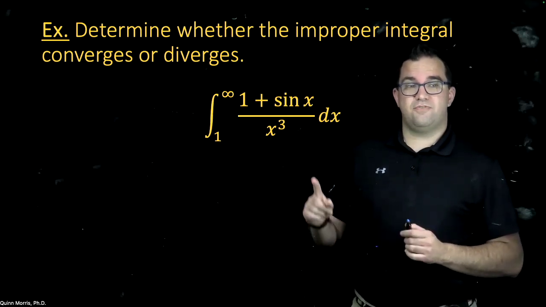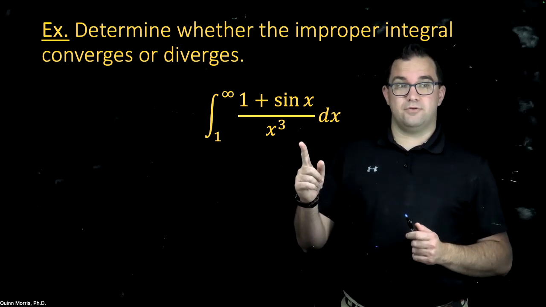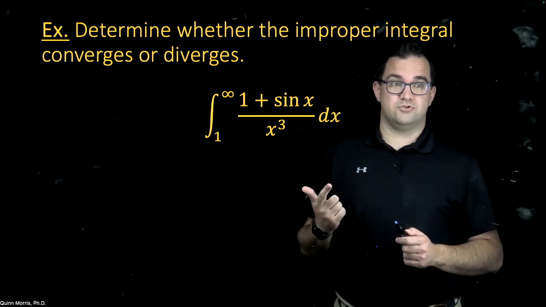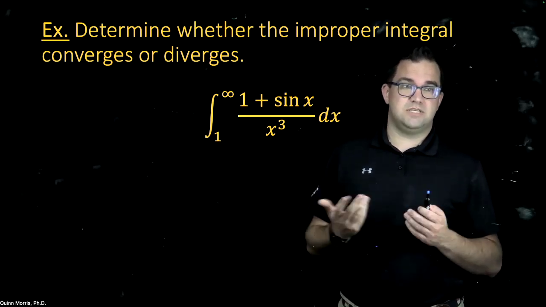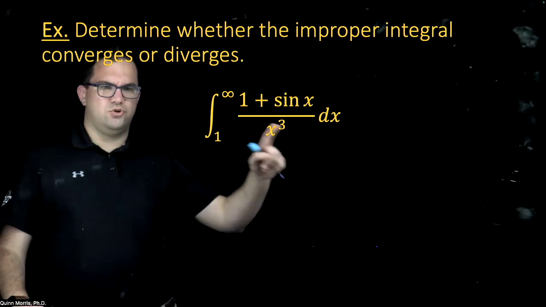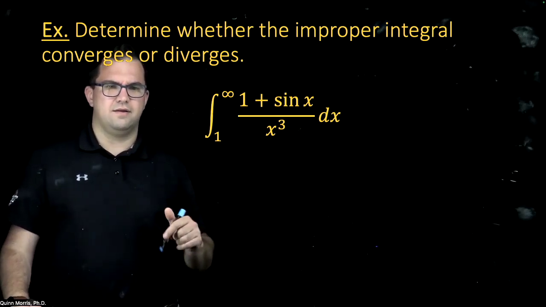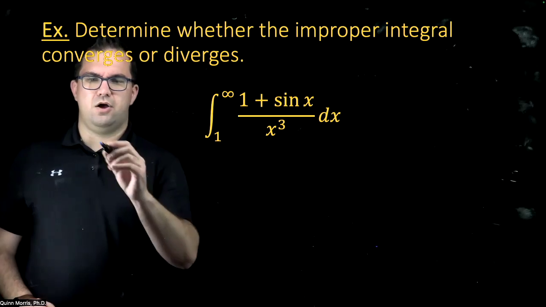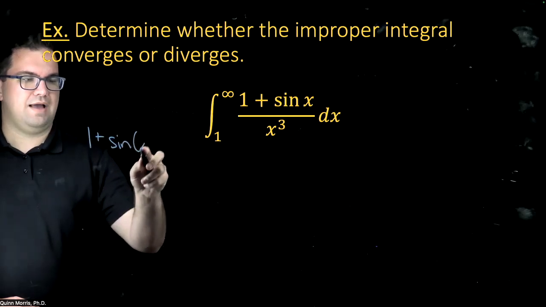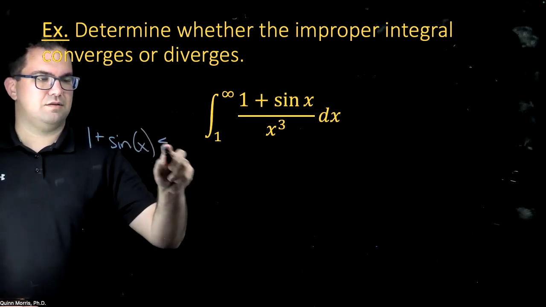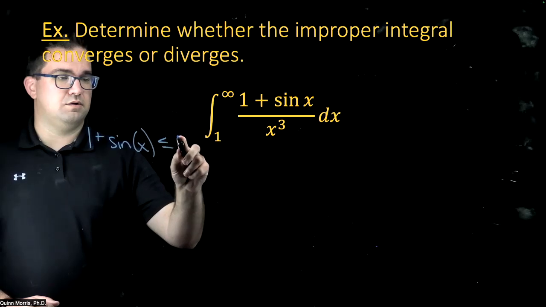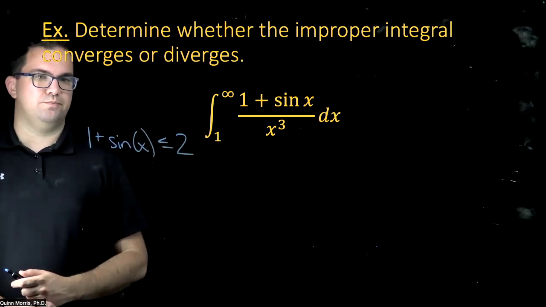But what you may be able to do is find a function that's either slightly bigger or slightly smaller than this, that is easier to determine whether it converges or diverges, and then see what that tells you. The x cubed in the denominator isn't too bad. It's the sine of x I don't really like. So one of the first things I might note is that the biggest sine of x ever gets is 1, so 1 plus sine of x is always less than or equal to 2.